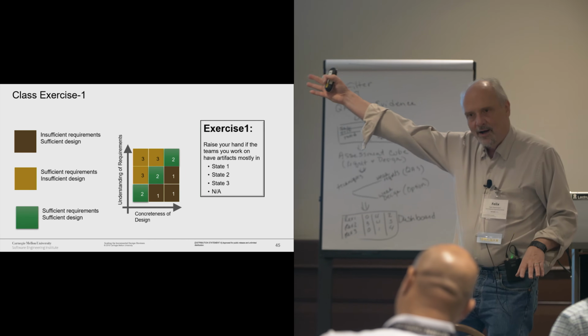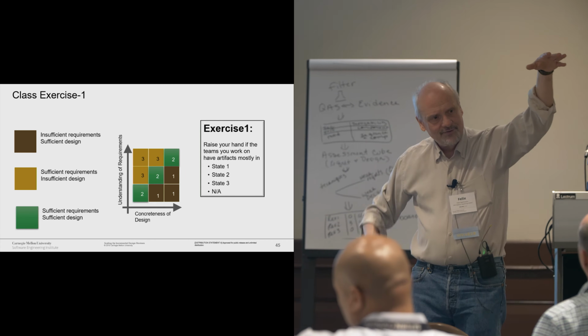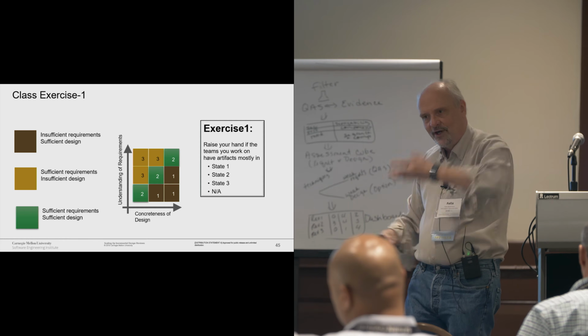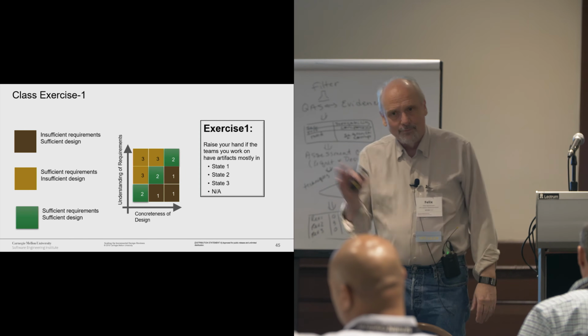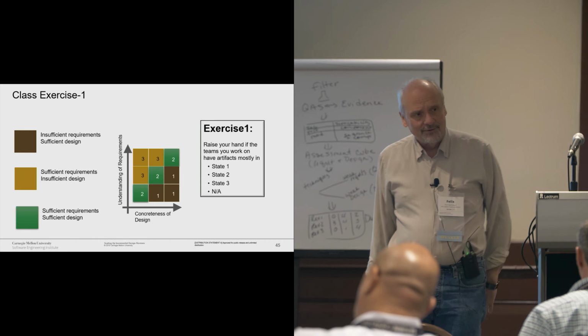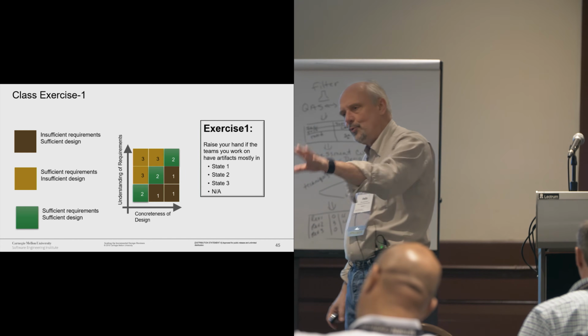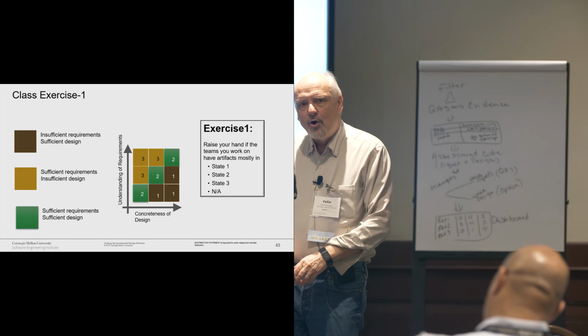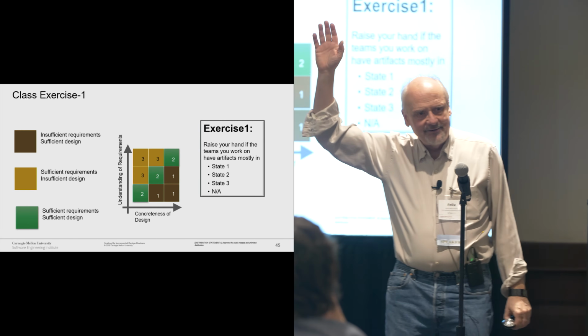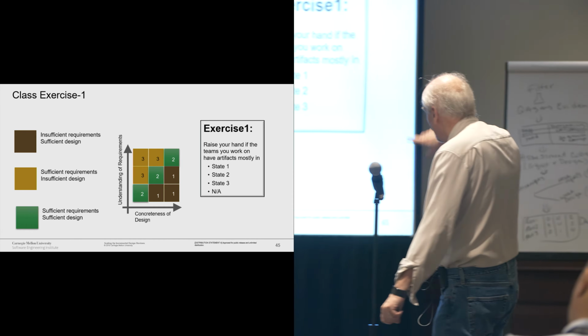The yellow part is you have requirements, but not the design. The red part is you have a design, but not the requirements. The green part is you have both in an appropriate session. If you look at the work that you do in your organization, how many of you, and I would like to see hands, are actually in the green one?